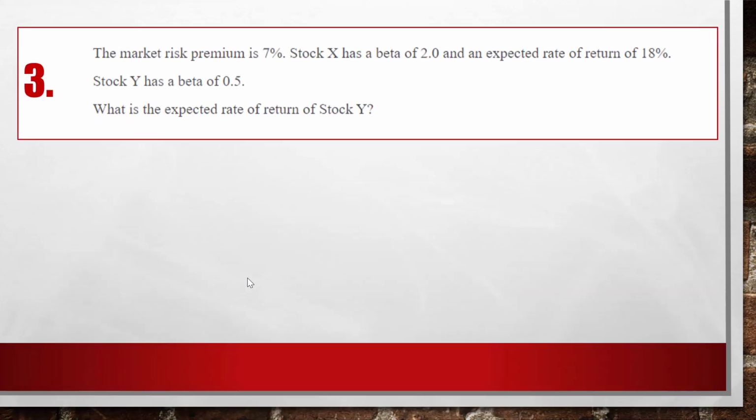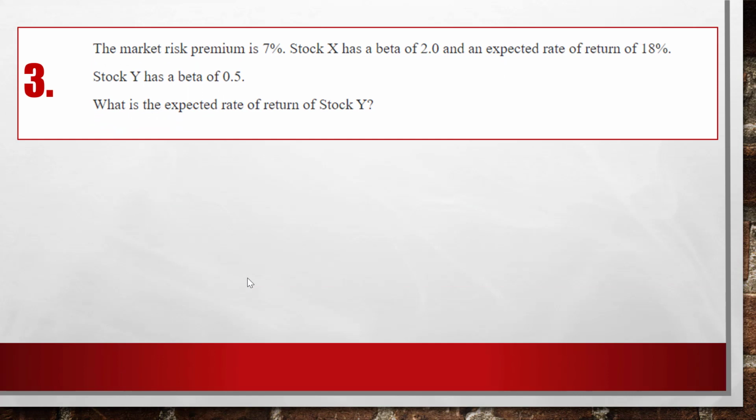Alright, let's move on. Problem number 3. The market risk premium is 7%. Stock X has a beta of 2.0 and an expected rate of return of 18%. Stock Y has a beta of 0.5. What is the expected rate of return of stock Y?